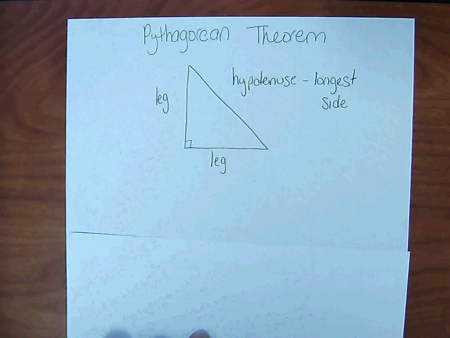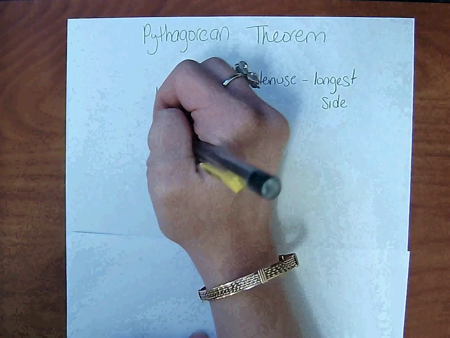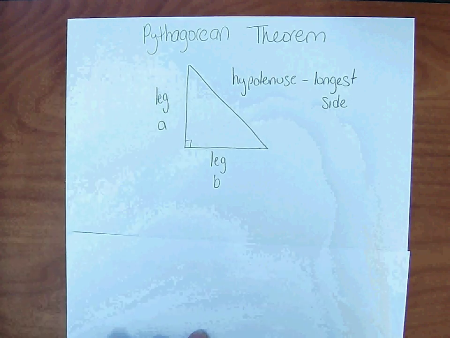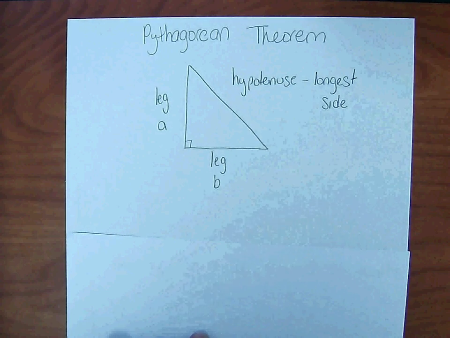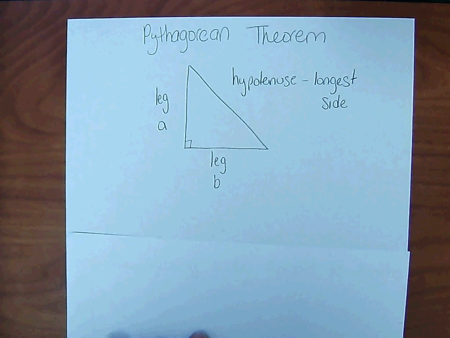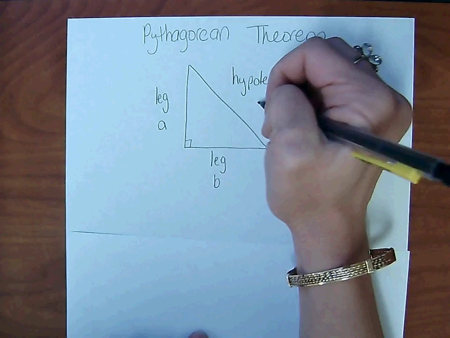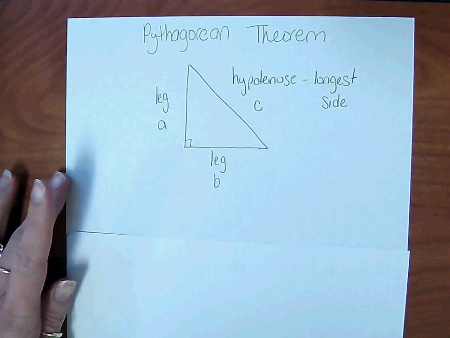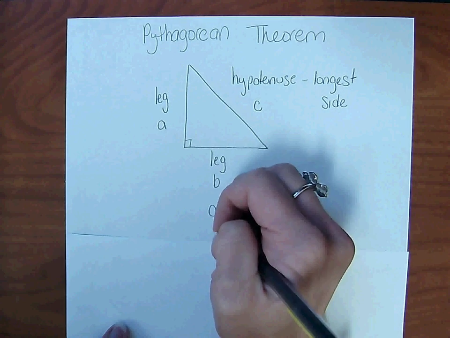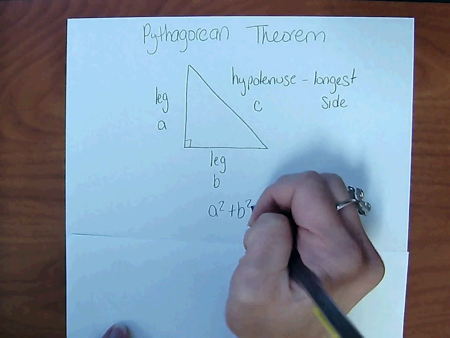For the legs, we use the letters A and B. And it doesn't matter which leg you call A and which leg you call B. What does matter is that you call the hypotenuse C. The Pythagorean theorem is A squared plus B squared equals C squared.